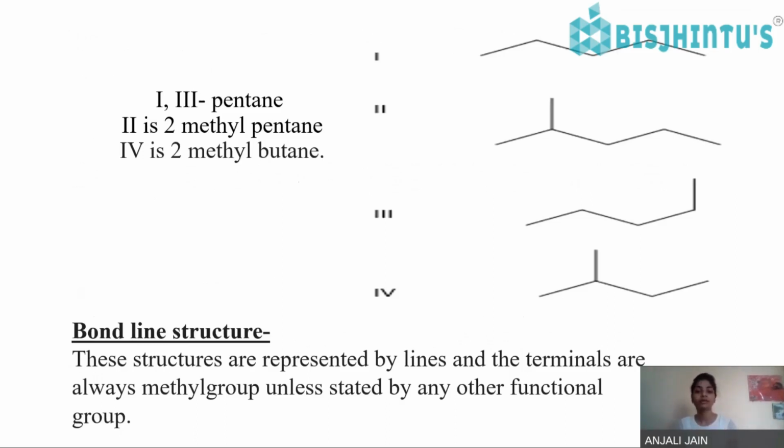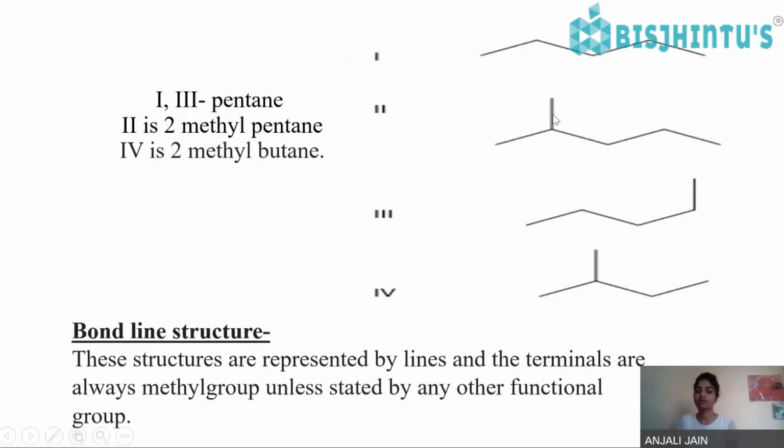Bond line structures just represent the structure by lines, and usually the terminals are always methyl groups, unless it is specifically stated that any other functional group has been attached. Like over here, structures 1 and 3 are the structure of pentane, because if we number the carbons as 1, 2, 3, 4, and 5, then 5 stands for pent, and this is an alkane, so this will be pentane.